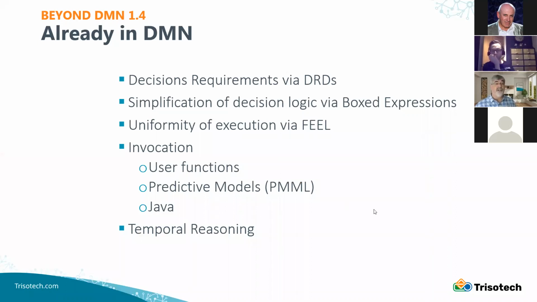So setting the stage a little bit, for those of you that may not be aware, already in DMN, as of DMN 1.4 or even as of DMN 1.3, we already have the capability of expressing decision requirements via DRDs, which are decision requirement diagrams. We also have the simplification of the decision logic via box expression, which we enlarged with 1.4. We have the uniformity of execution via field, and we have the notion of invocation of user functions defined within DMN.